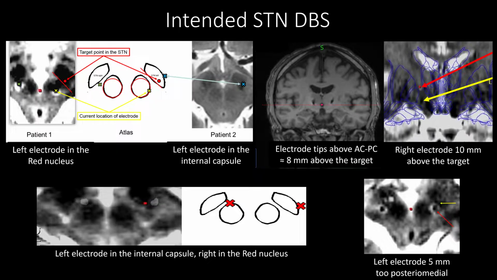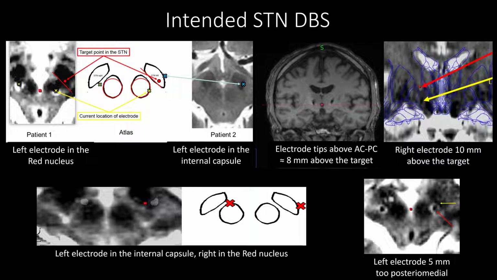This is in accordance with my own experience. I often get second referrals due to poor effect of DBS, and in most patients this is due to misplaced electrodes, often 5 to 10 millimeters away from the intended target, as seen in these examples of intended STN DBS. In my opinion, it is clearly the responsibility of the implanting DBS center to verify and document that the electrodes are well placed. But it is not uncommon that this is not done at all.